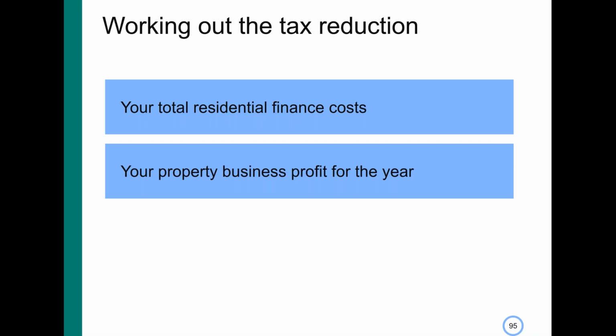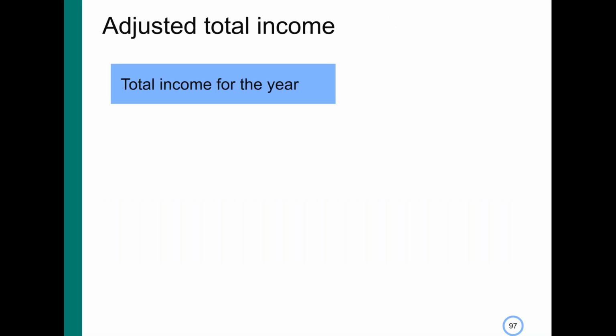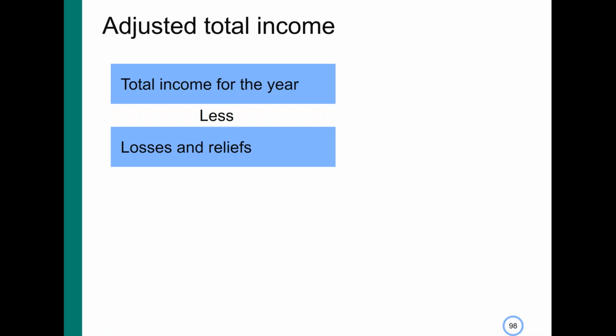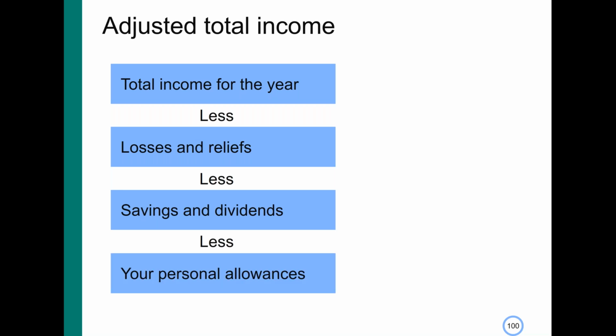The second amount is the profits of the property business in 2023 to 2024, less any losses from an earlier year. The final amount is your adjusted total income. Your adjusted total income is usually your total income for the year, less any losses and reliefs, less savings and dividends income, less your personal allowances.